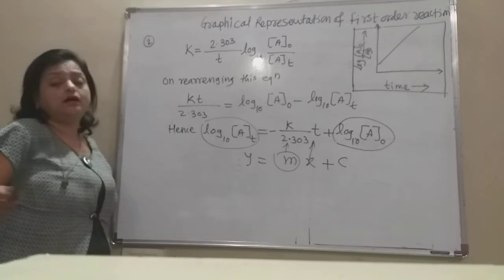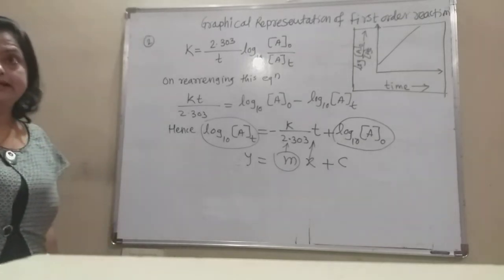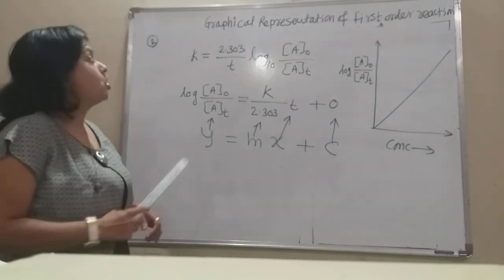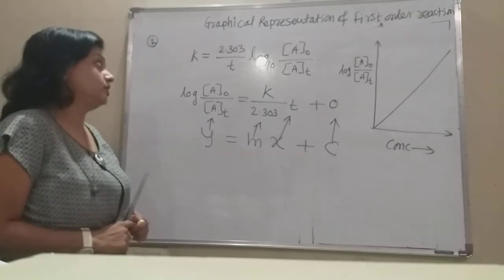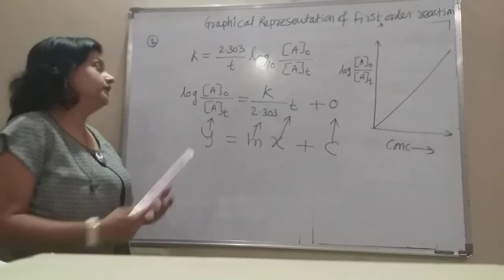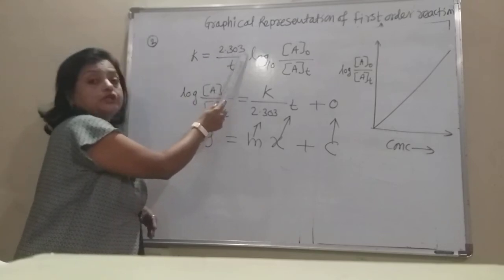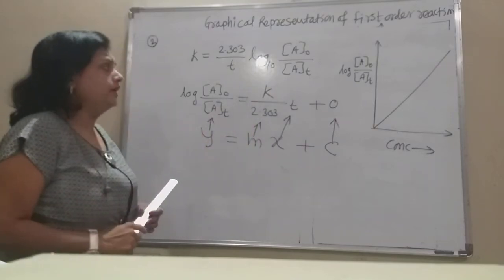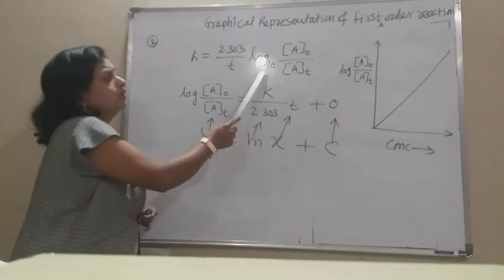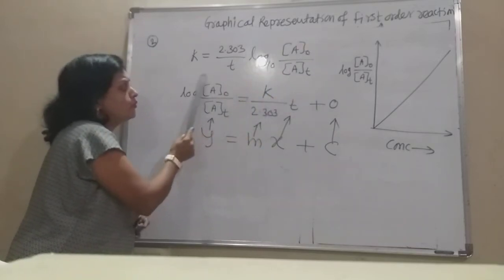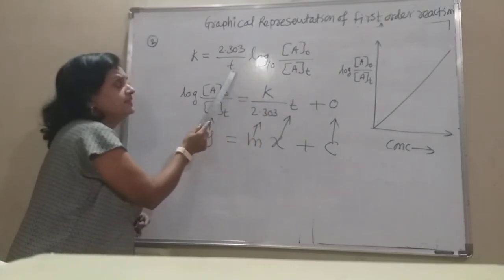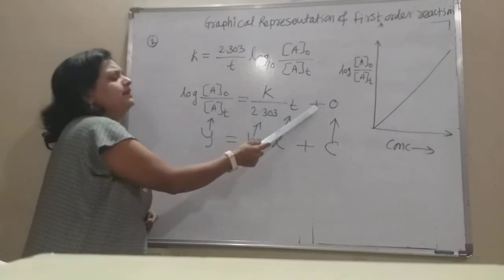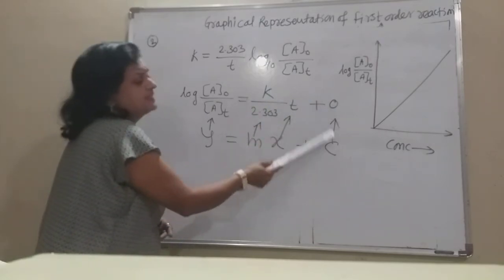Now again there is a graphical representation remaining. Now see the third graphical representation of this first order reaction. Now we very well know the integrated rate law, K is equal to 2.303 upon t log to the base 10 of A0 upon At. Now if we rearrange this equation in this way, this log to the base 10 of A0 upon At remains on this side. This t gets multiplied to this K and this gets divided by 2.303. And here plus 0, suppose, that is the intercept C is equal to 0.